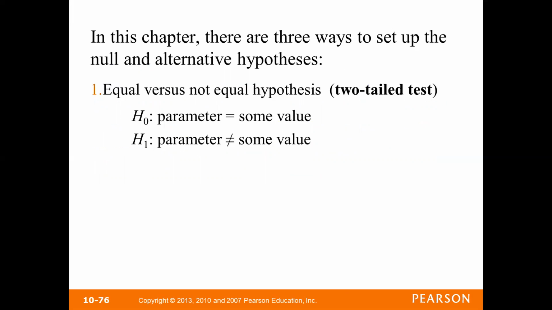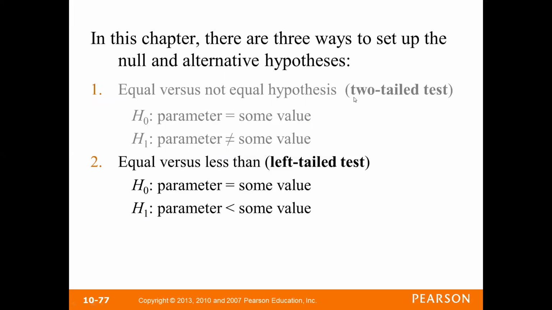There are three ways that we can set this up. Either we believe that whatever parameter we're studying is equal to some value, versus the alternative, it's not equal. That's what we saw with the first one with the population proportion. That's called a two-tailed test because it could go either direction, so either of two directions, up or down.